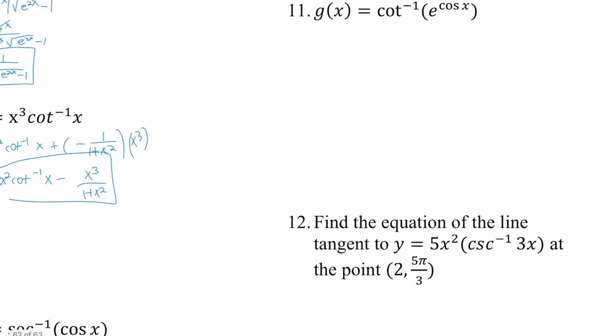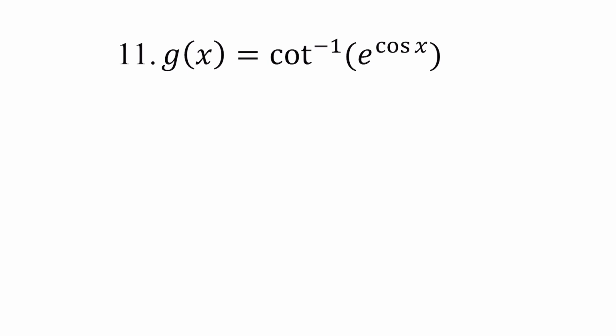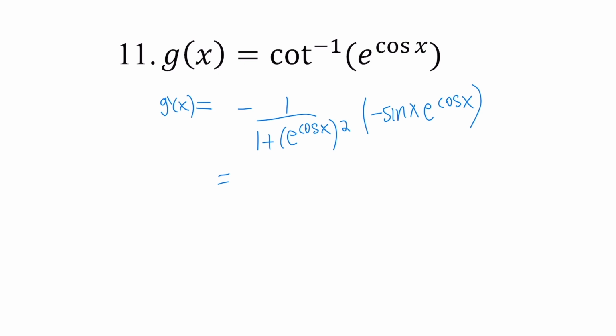And then going off to number 11, g of x equals cotangent inverse of e to the cosine x. So we have to use chain rule here as well. So g prime of x is going to be equal to negative 1 over 1 plus e to the cosine x to the power of 2. And then you have to do negative sine x times e to the cosine x, because that's chain rule. Okay, and the negatives cancel, so we're going to have sine x times e to the cosine x all over 1 plus e to the cosine x to the power of 2.